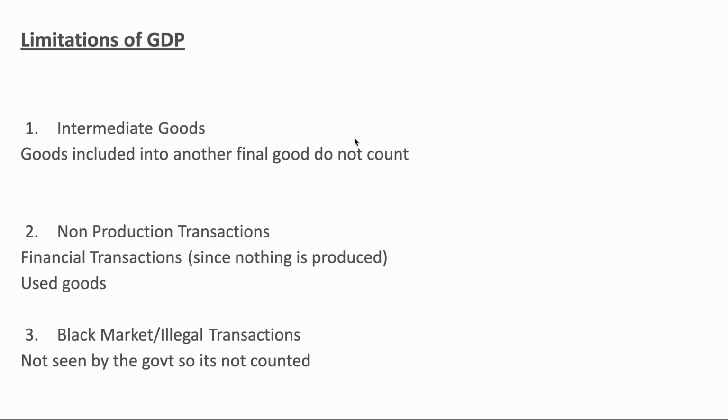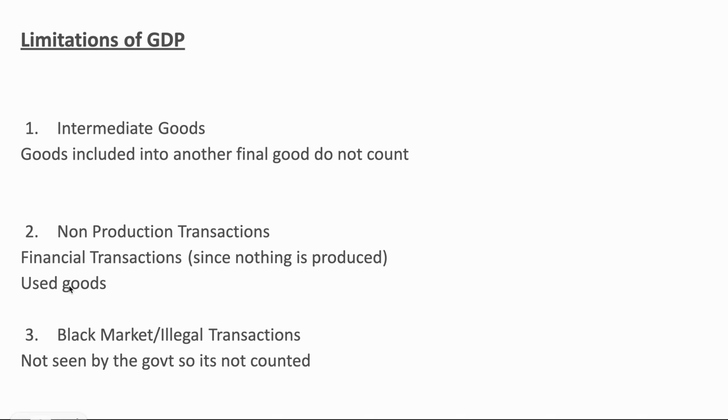Now, the radio could make the car more valuable because you'd rather have a radio, but it's still not a separate entity, if that makes sense. Then non-production transactions don't count. So financial transactions like stocks, bonds, T-bills, whatever, do not count because you're not producing anything. And used goods don't count.